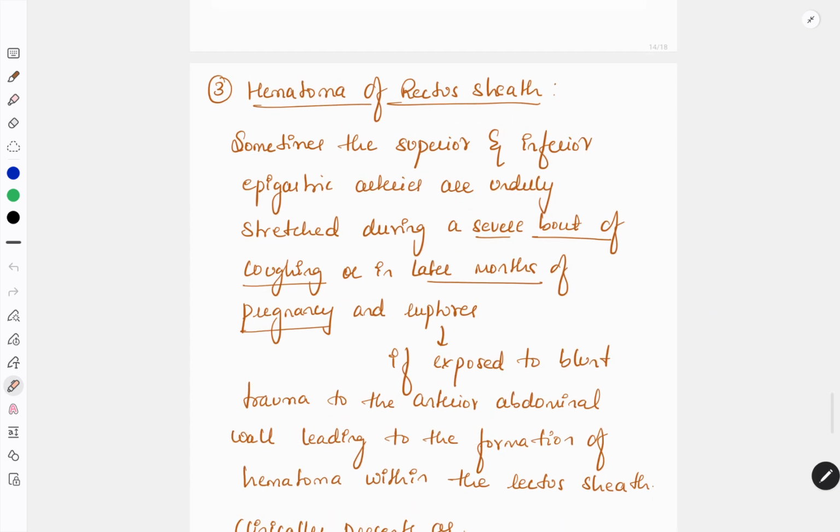The next clinical correlation is about the hematoma of the rectus sheath. Sometimes the superior and the inferior epigastric arteries are unduly stretched due to a severe bout of coughing or in the later months of pregnancy, and rupture.